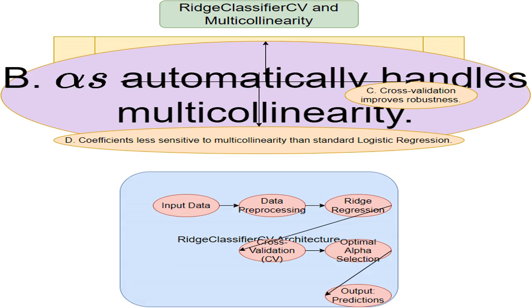RidgeClassifierCV uses regularization. This means it adds a penalty to the model's complexity, specifically penalizing large coefficients. This penalty makes the coefficients less sensitive to those pesky correlations between features, unlike plain logistic regression. The effect is that the model's results are more stable and reliable. It's like adding a stabilizer to a wobbly table. The table still works, but it's much steadier.